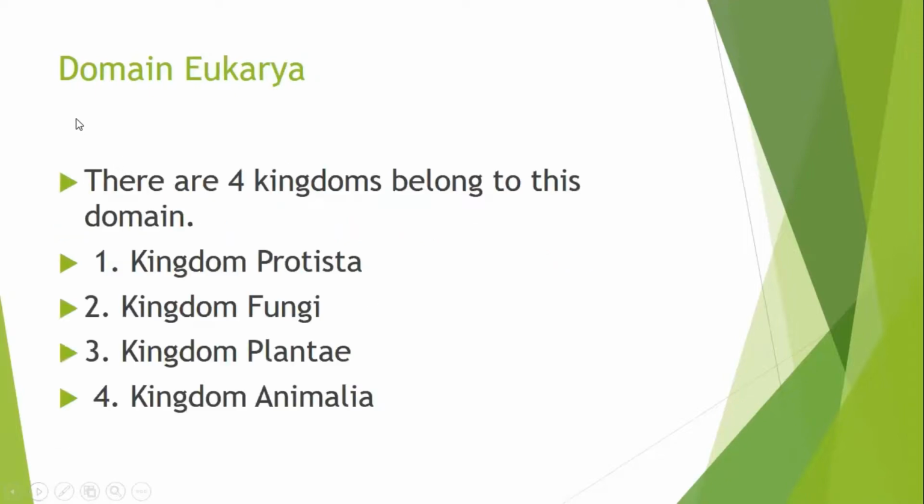The third domain that comes under natural classification is domain Eukarya. There are 4 kingdoms belonging to this domain. They are respectively kingdom Protista, kingdom Fungi, kingdom Plantae, and kingdom Animalia.